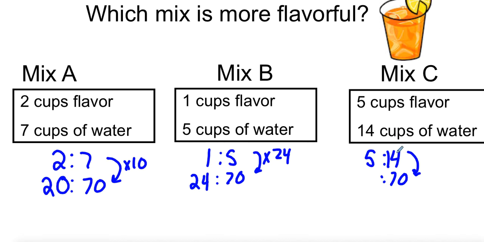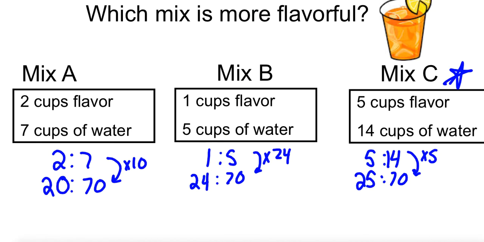And lastly, 14 times 5 gives me the scale factor between 14 and 70. So I do know I'm going to be multiplying 5 by 5, which is 25. Now I can see from this example that mix C is going to be my best bet for a more flavorful mix, because while all of these mixes have the same amount of water, mix C just barely has more cups of flavor than mix B.